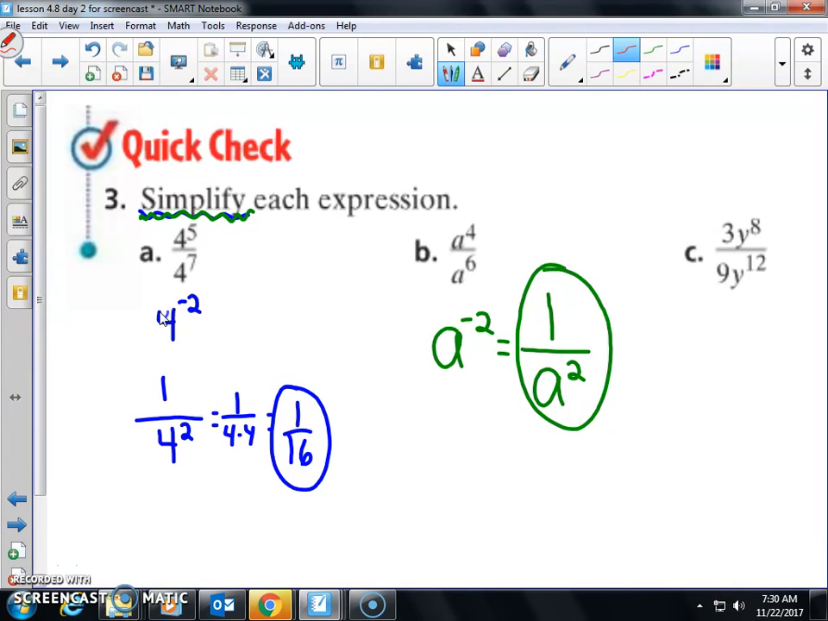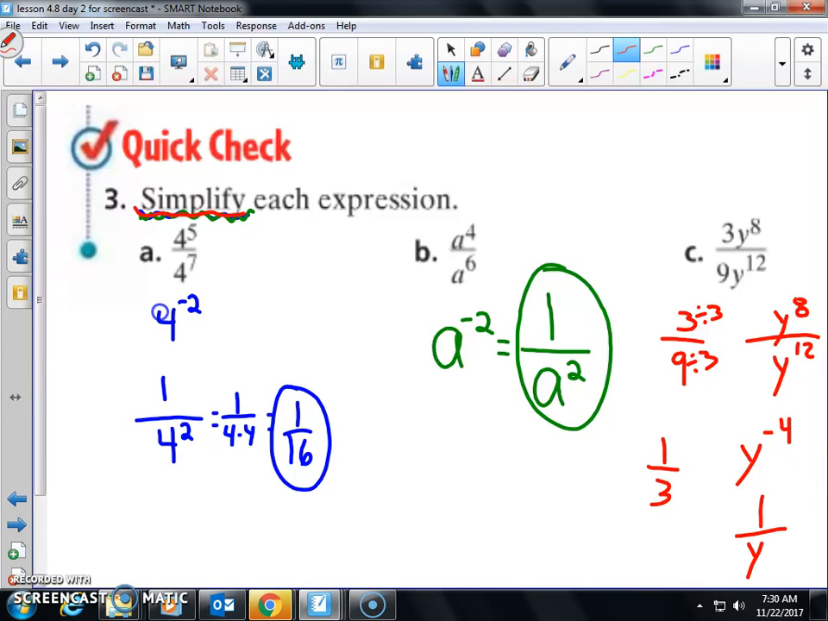Letter C, just a little tougher. Remember, when you have numbers and letters, you should break it into 2 separate problems. So I have 3/9 as one of my problems. I have y to the 8th power over y to the 12th power as my other problem. I know I can simplify 3/9 by dividing both pieces by 3. That turns into 1/3. Y to the 8th over y to the 12th, following our shortcut, is y to the negative 4. But simplify in our directions means no negative exponents allowed. So this turns into 1 over y to the 4th.